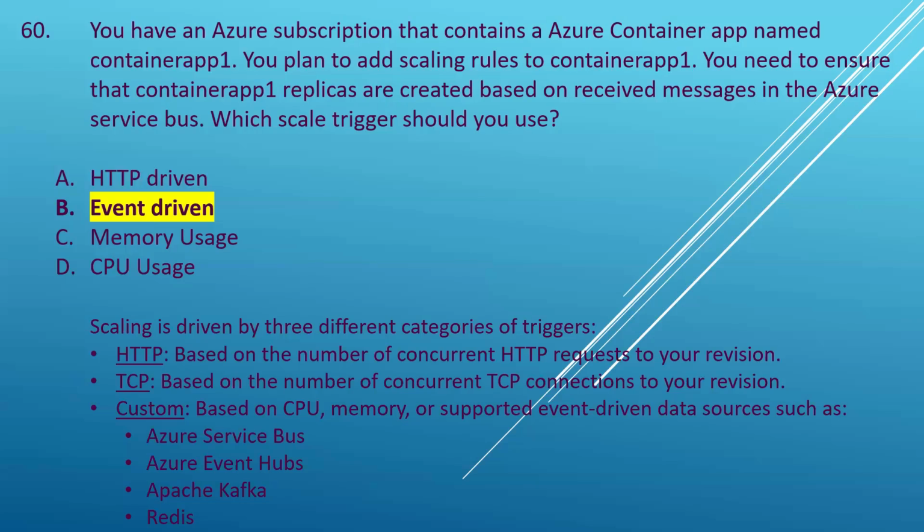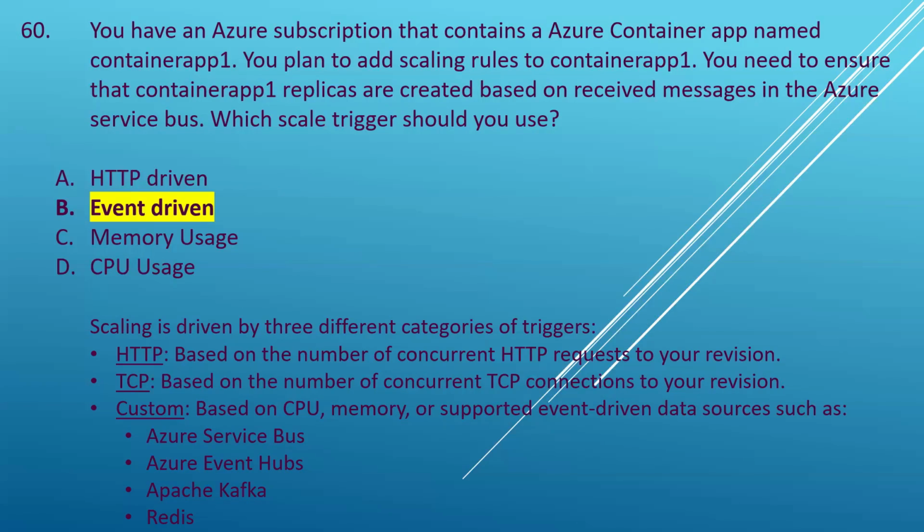Scaling is driven by three different categories of triggers. It can be an HTTP trigger, which is based on the number of concurrent HTTP requests to your revision. It can be a TCP trigger based on the number of concurrent TCP connections to your revision. And it can be a custom trigger, which can be created based on CPU, memory, or a supported event-driven data source, which is what is asked in this question. And the event-driven sources can be Azure Service Bus, Azure Event Hubs, Apache Kafka, and Redis.